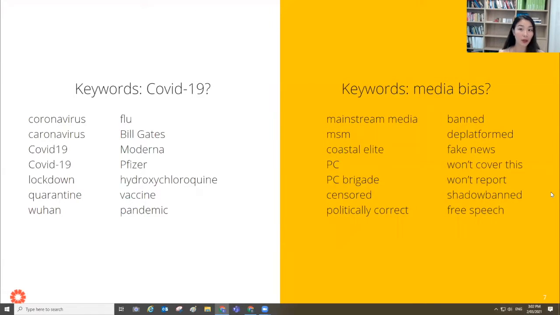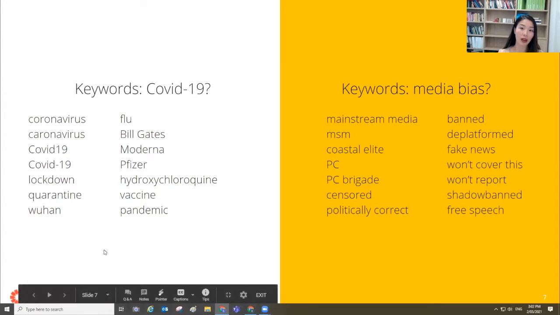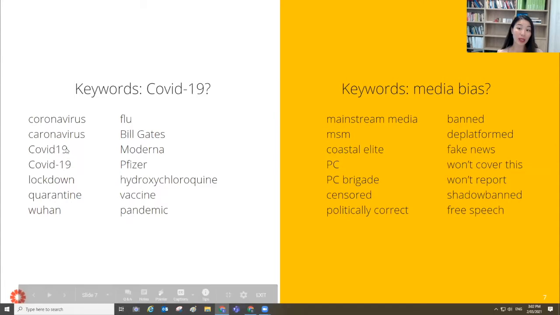Here on the left, we have some possible keywords for COVID-19. You may want to think about misspellings like coronavirus and geographic keyword like Wuhan, as well as different permutations of the same word. For example, this one has a dash and this one doesn't. There are also conspiratorial keywords that you could use, like narratives about Bill Gates' involvement in vaccine drive, and whether COVID is not as bad as the flu, etc.